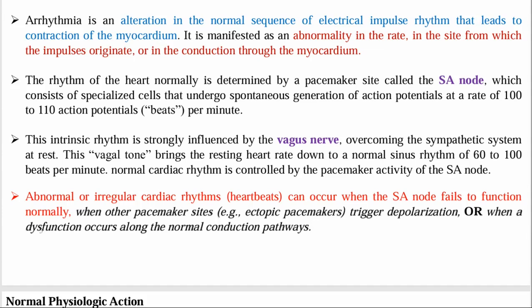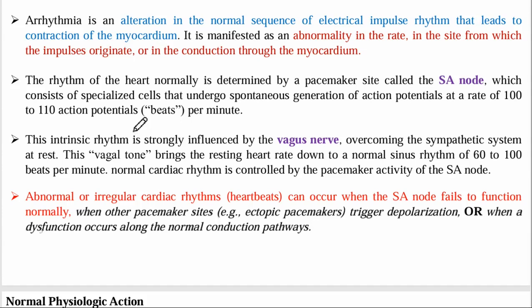Now, generally, these drugs are indicated when there is an abnormality in the rate of the heart, the site from which the impulses are originating, or the conduction through the myocardium. As we all know, the rhythm of the heart is normally determined by the pacemaker site, that is the SA node, which consists of specialized cells that undergo spontaneous generation of action potentials at a rate of 100 to 110 beats per minute.